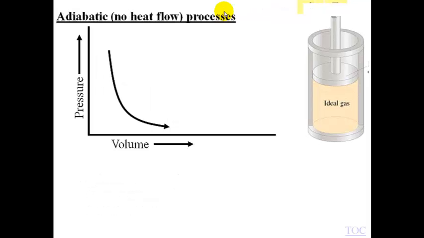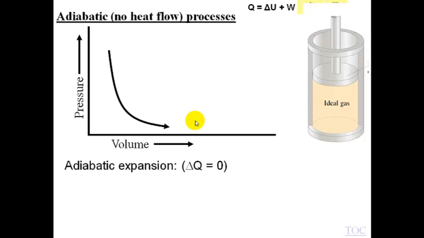Adiabatic. This is a fast process where there's no chance for heat to flow, and it's a very steep process on the pressure volume graph. So adiabatic expansion means there's no flow of thermal energy. So Q is going to be 0 because there's no transfer of thermal energy. Here we have the volume is expanding, which means work is going to be positive. If this is positive and that's 0, delta U must be negative, which means that if a gas expands rapidly, the temperature must go down because delta U is going to be negative.